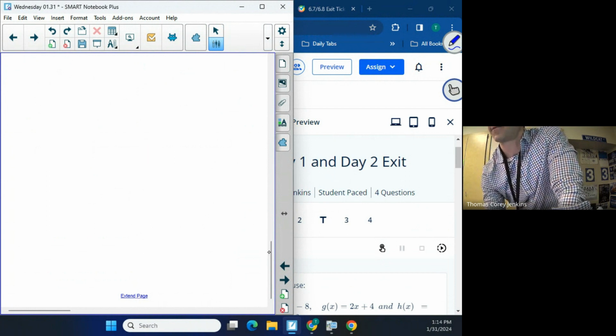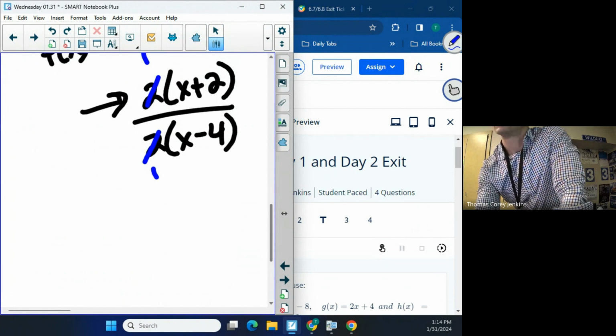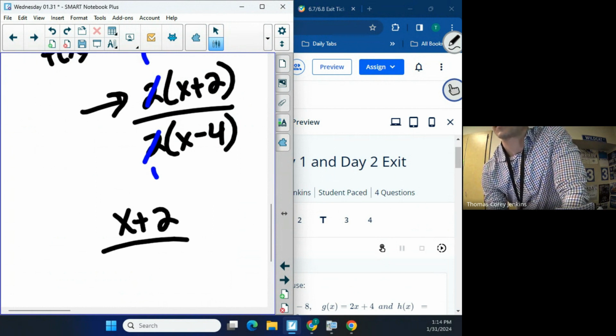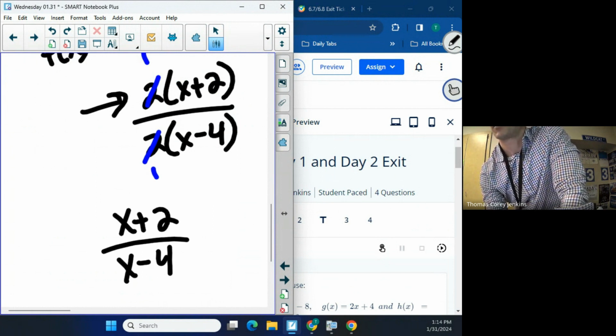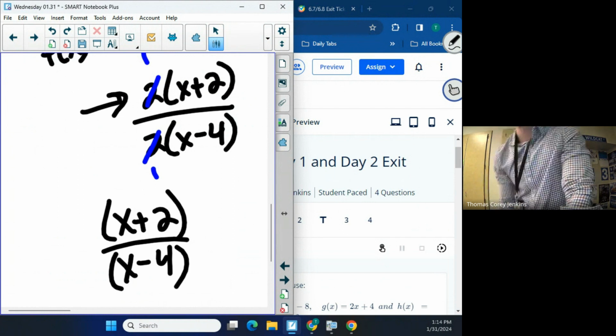So your simplified fraction would be (x plus 2) divided by (x minus 4). Might want to put those in parentheses. Don't have to, though. Okay.